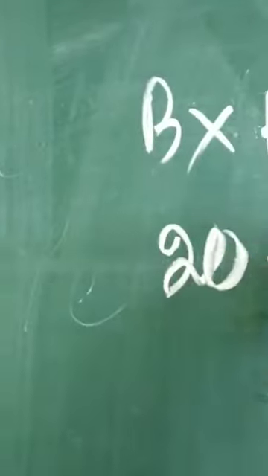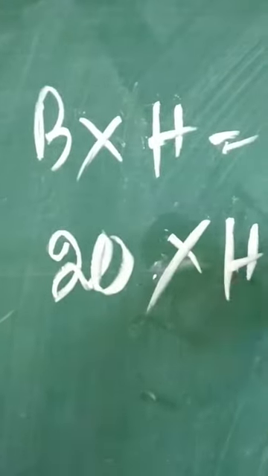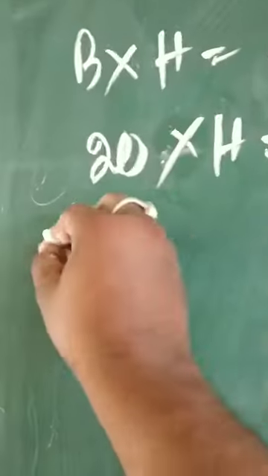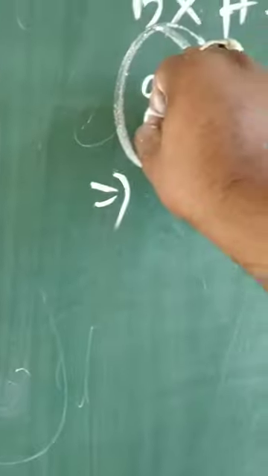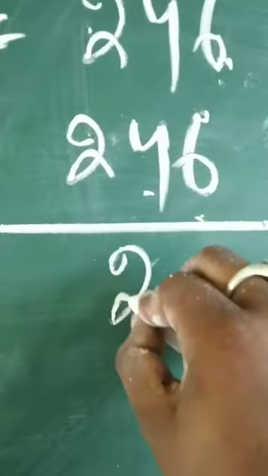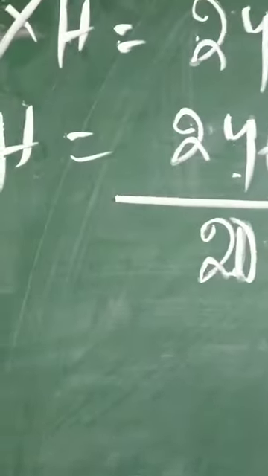Base is 20, height is unknown, area is mentioned 246. So what we can do from here, we can keep height over here and 246 will be written. 20 will be transposed from left hand side to the right hand side. 20 will be divided over here. Let's go for a cancellation.